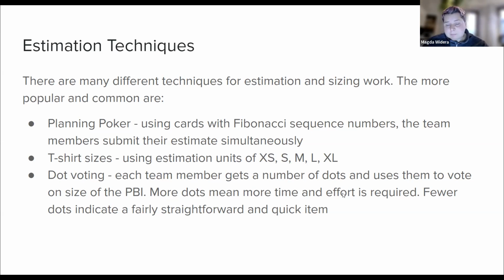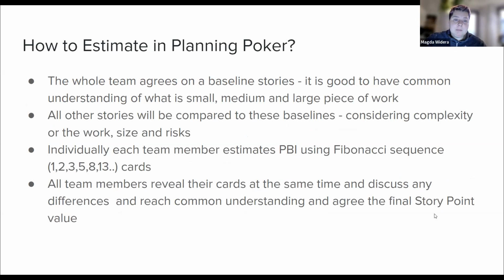The T-shirt sizes, I think that's kind of self-explanatory. You kind of need to decide about the baseline, like Peter mentioned, and then based on that, you then decide the T-shirt sizes. And the dot voting, like it says here, each member of the team gets a number of little dots and uses them to vote on the size of the product backlog item that we're discussing. More dots mean there's more time and effort required. Less dots, it's a pretty straightforward item.